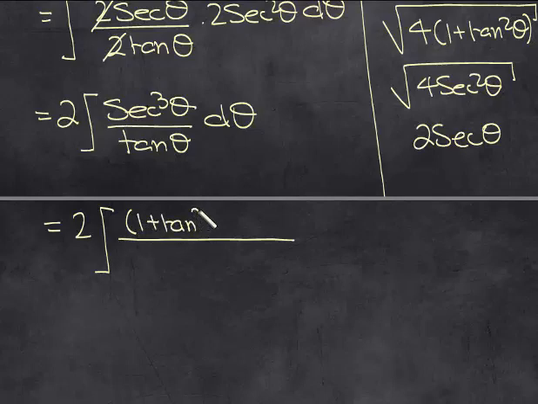Is that better? Anybody follow what I did? What did I do? I wrote that secant cubed as secant squared times secant, and then I replaced that secant squared with 1 plus tangent squared. We are almost done now. How can I finish this?